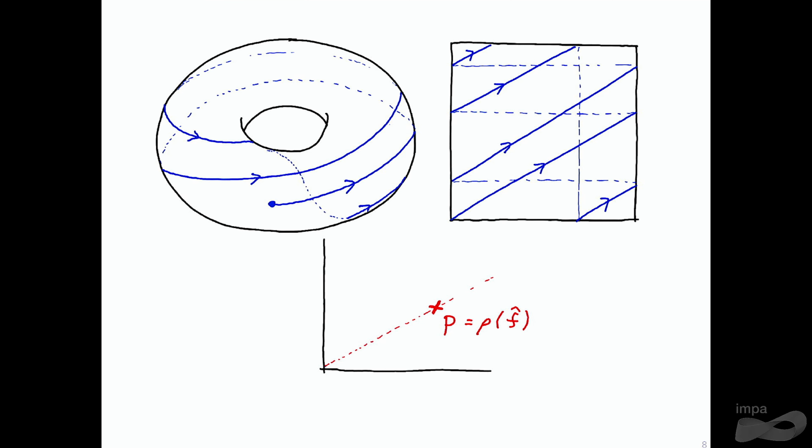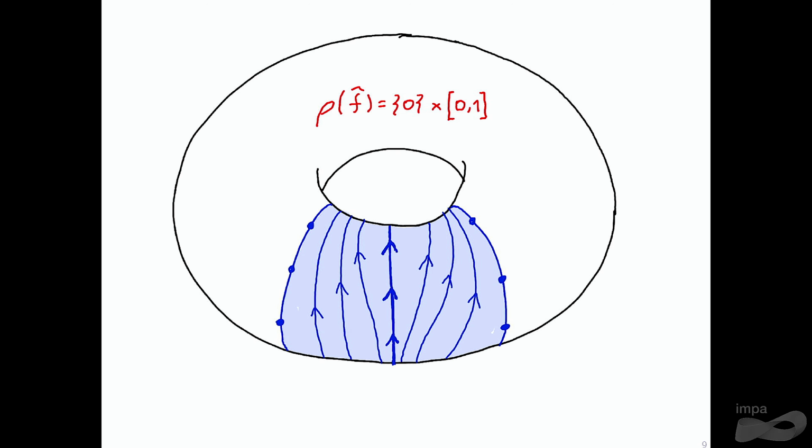So if you have a linear flow, so everybody's flowing, no singularities, then your rotation set will be a point, because everybody's doing the same thing. Is that okay? So the rotation set of the time one map of a linear flow is a point.